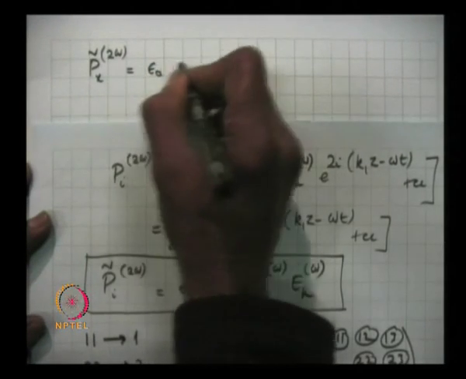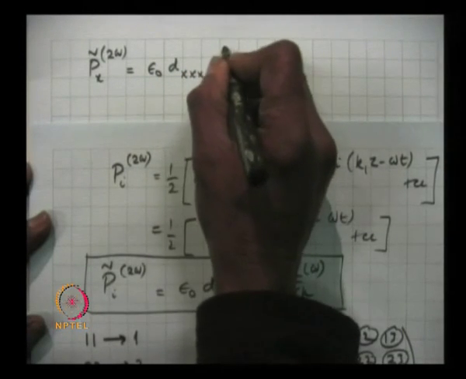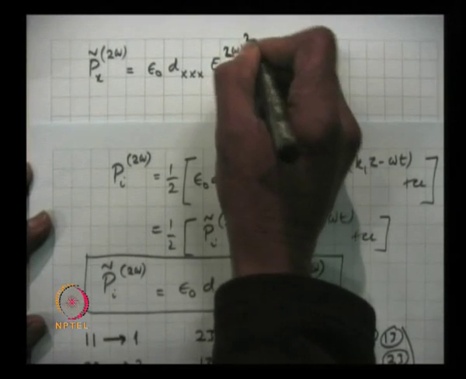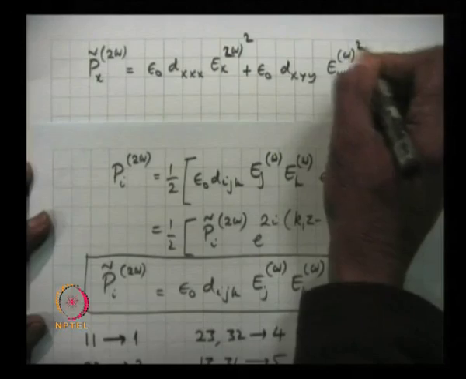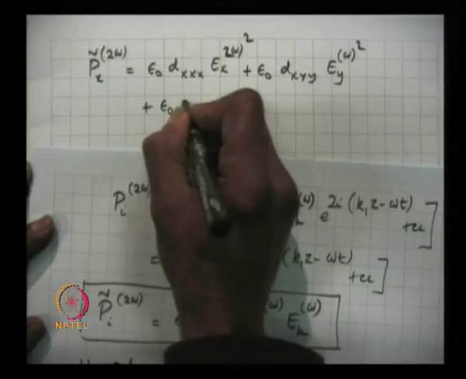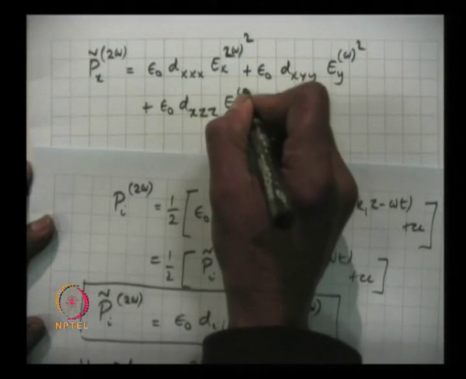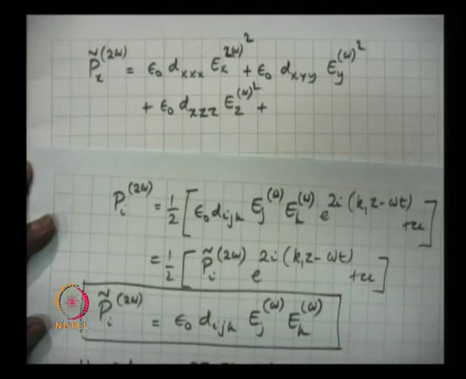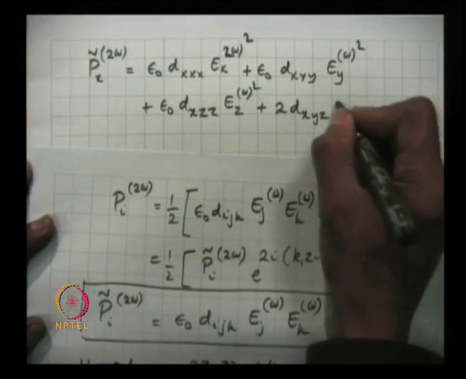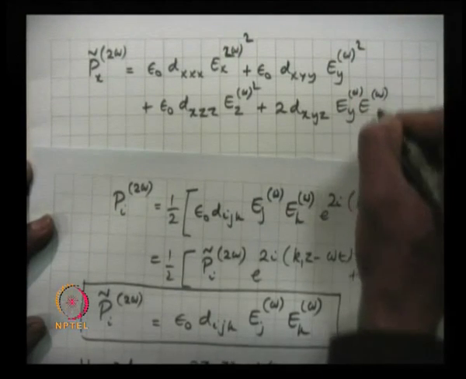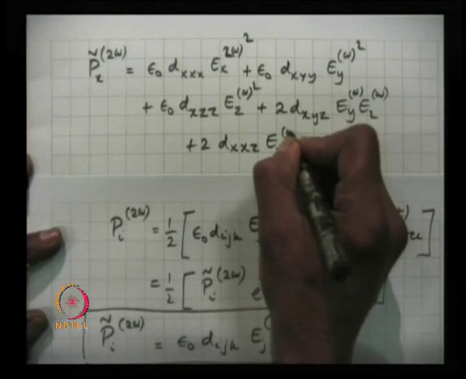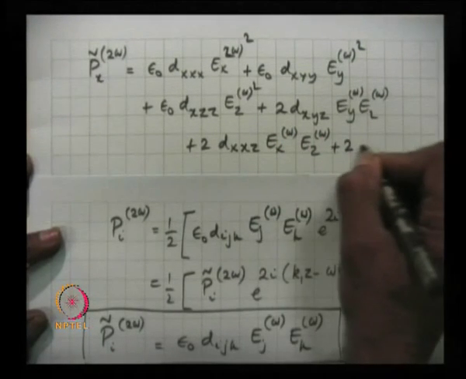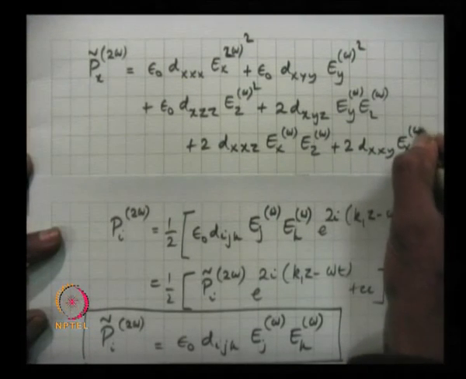I will have epsilon 0 d xxx Ex of omega square plus epsilon 0 d xyy Ey of omega square plus epsilon 0 d xzz Ez of omega square, plus, now I will have d xyz and d xzy equal, so I will have 2 d xyz Ey Ez, plus 2 d xxz Ex of omega Ez of omega plus 2 d xxy Ex of omega Ey of omega.